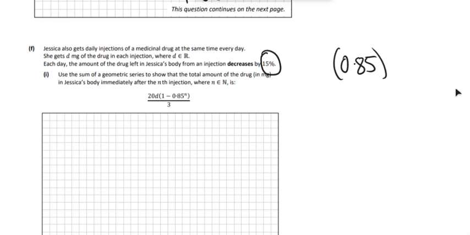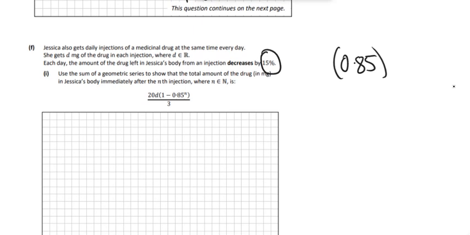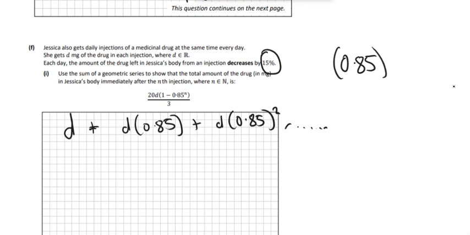And that's all the information we really have. So you can write it out as a sequence again. She gets D in the first one, and then D plus D times 0.85 would be after day 1, and then D times 0.85 to the power of 2, and so on, all up to the power of n minus 1.